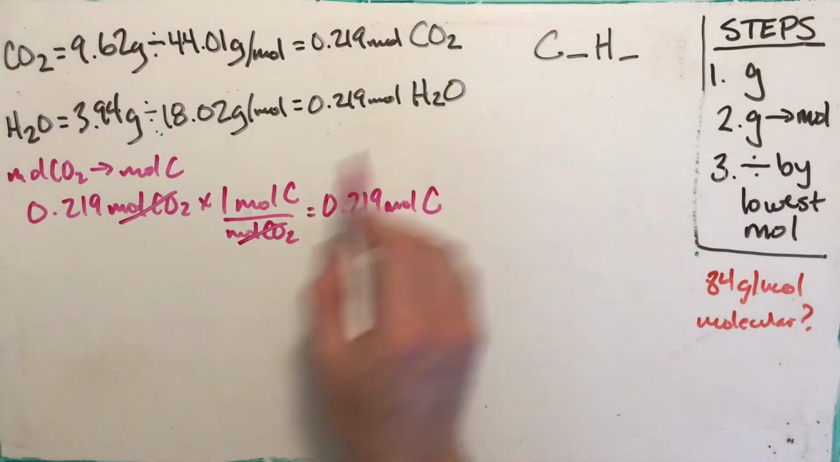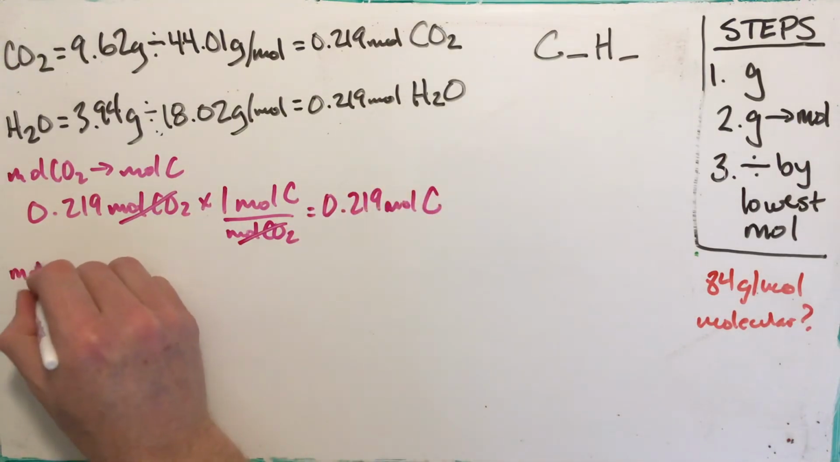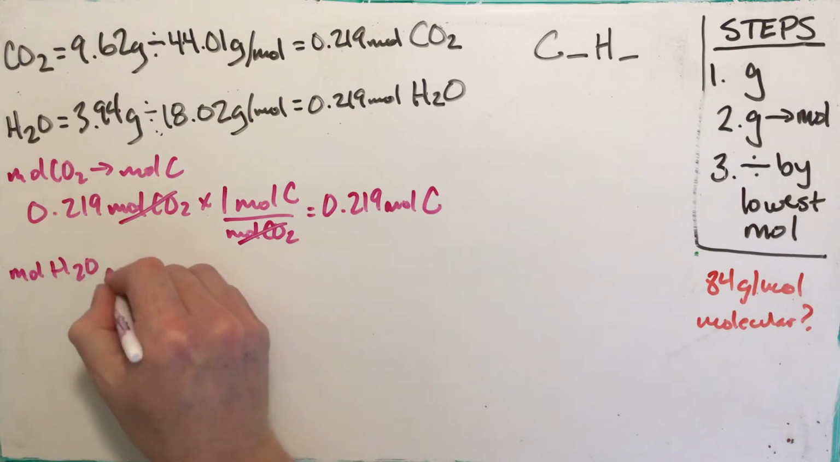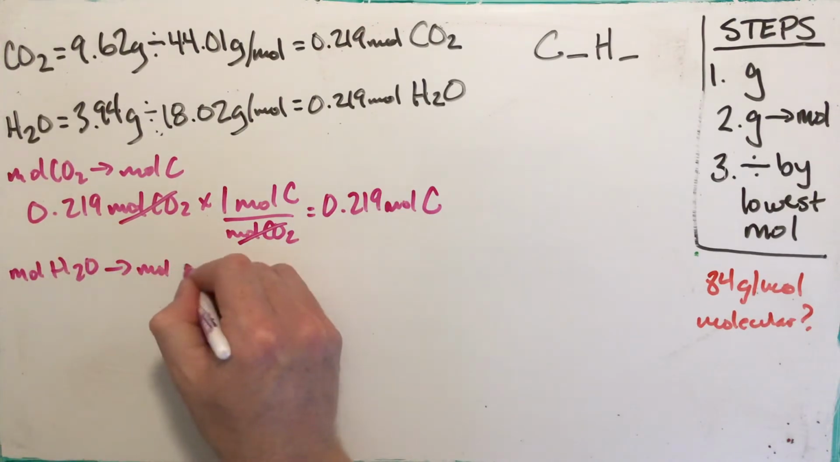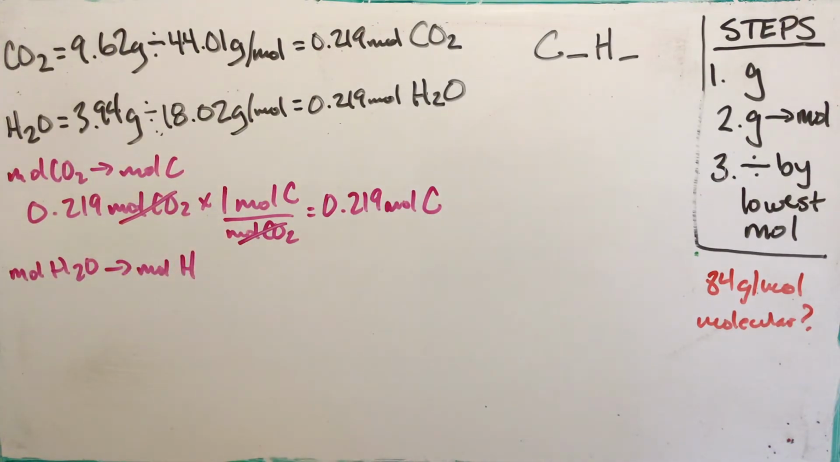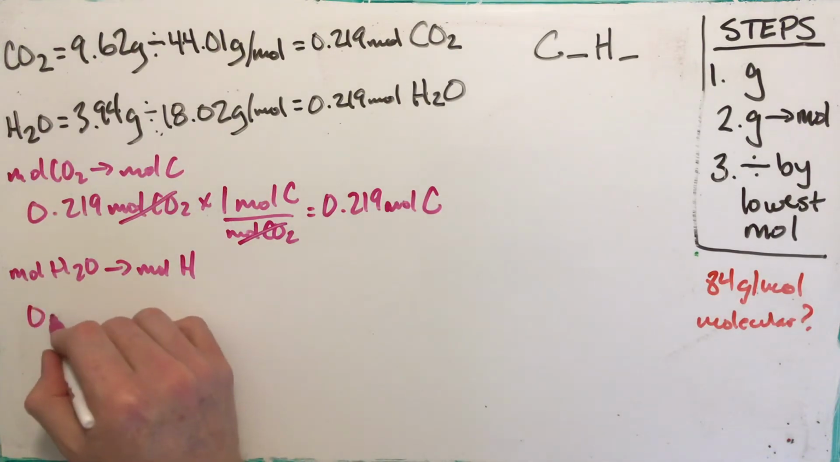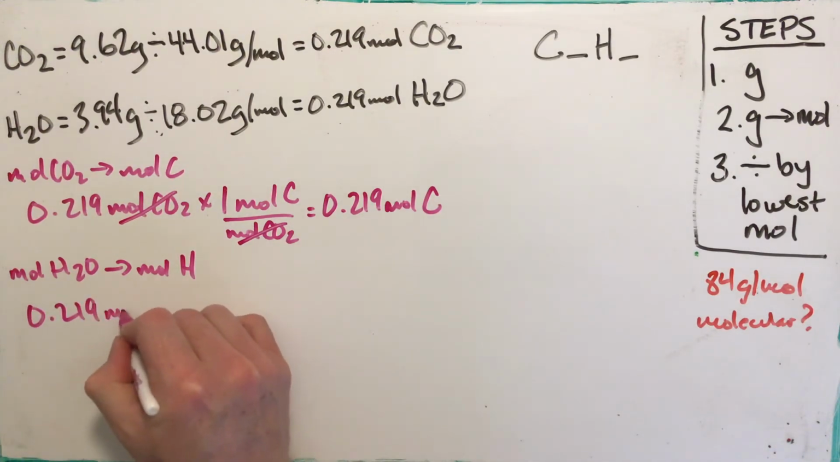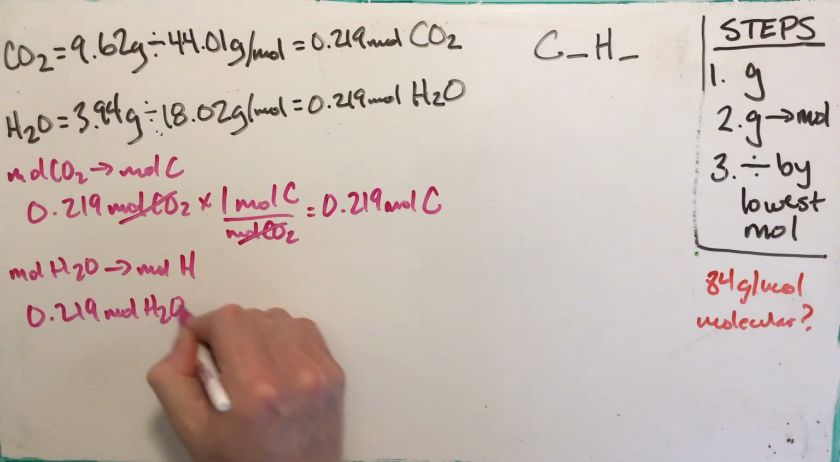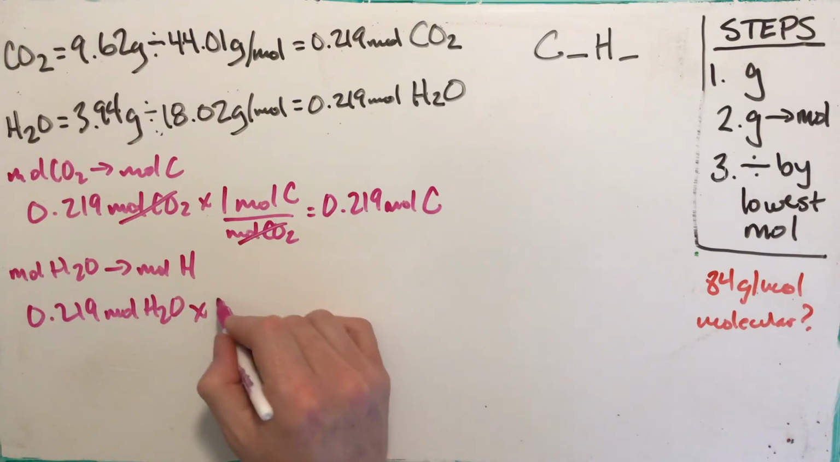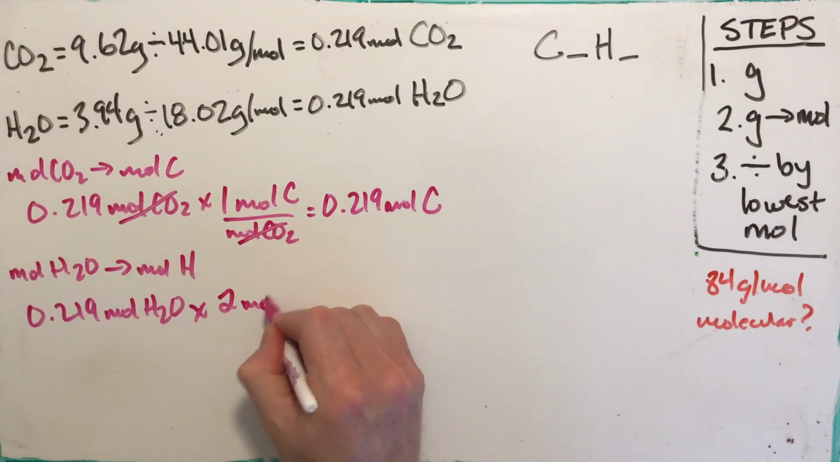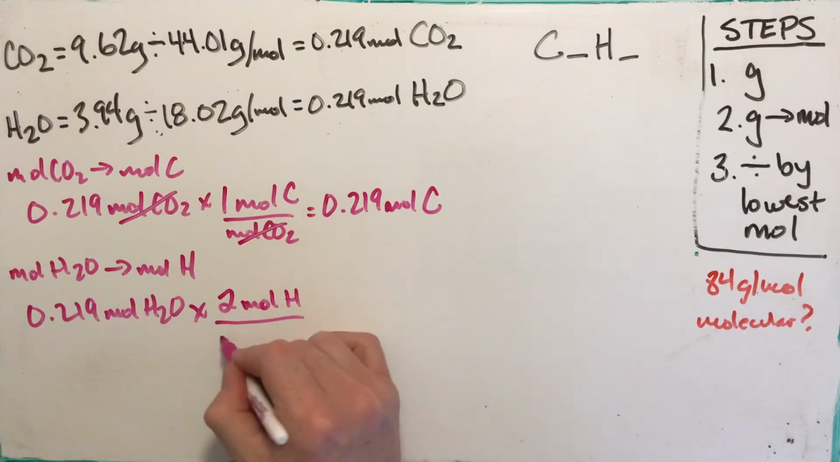The next thing we're going to do is take this, and we're going to go moles of H2O into just moles of H. So I start with that 0.219 moles of H2O, and I'm going to multiply it by 2 hydrogens, so 2 moles of hydrogen for every water.